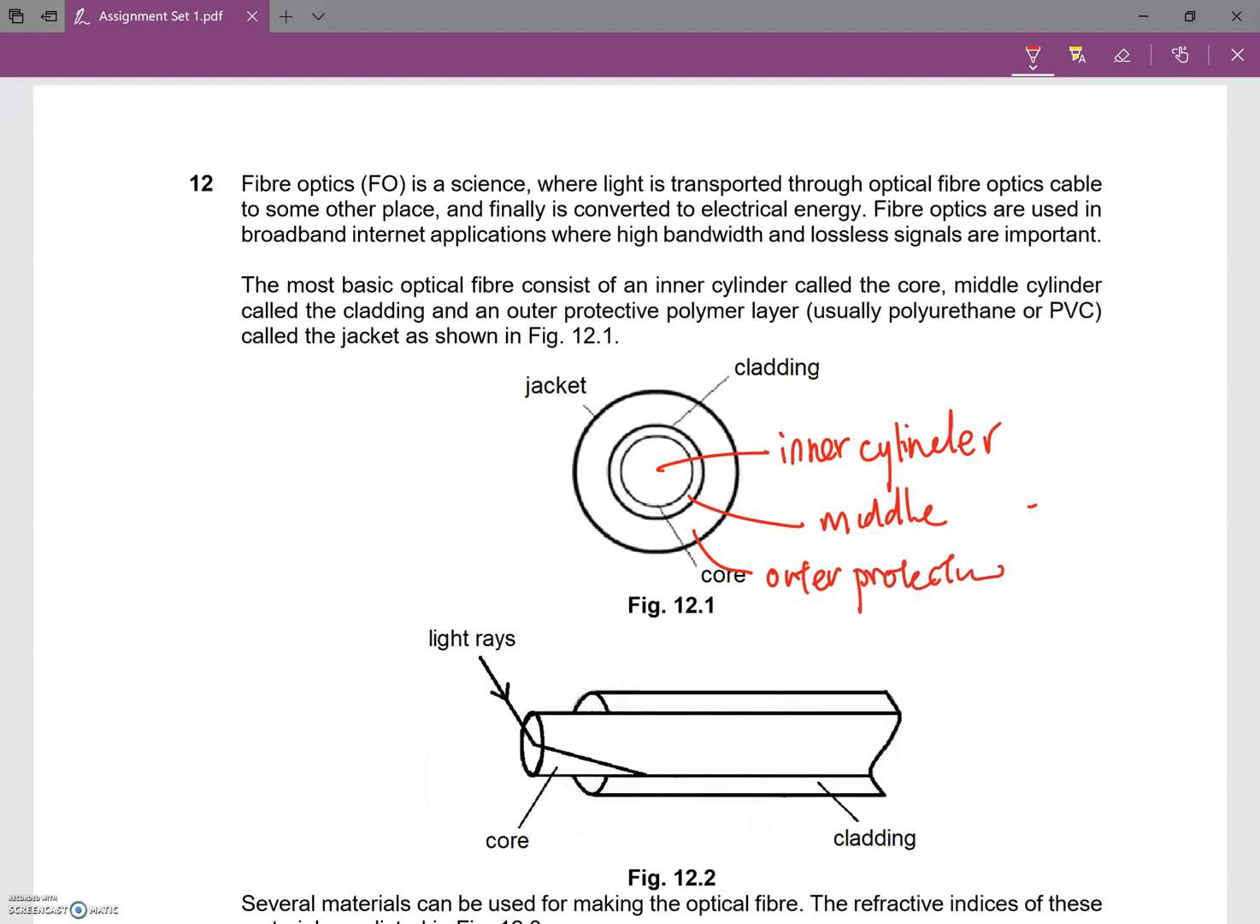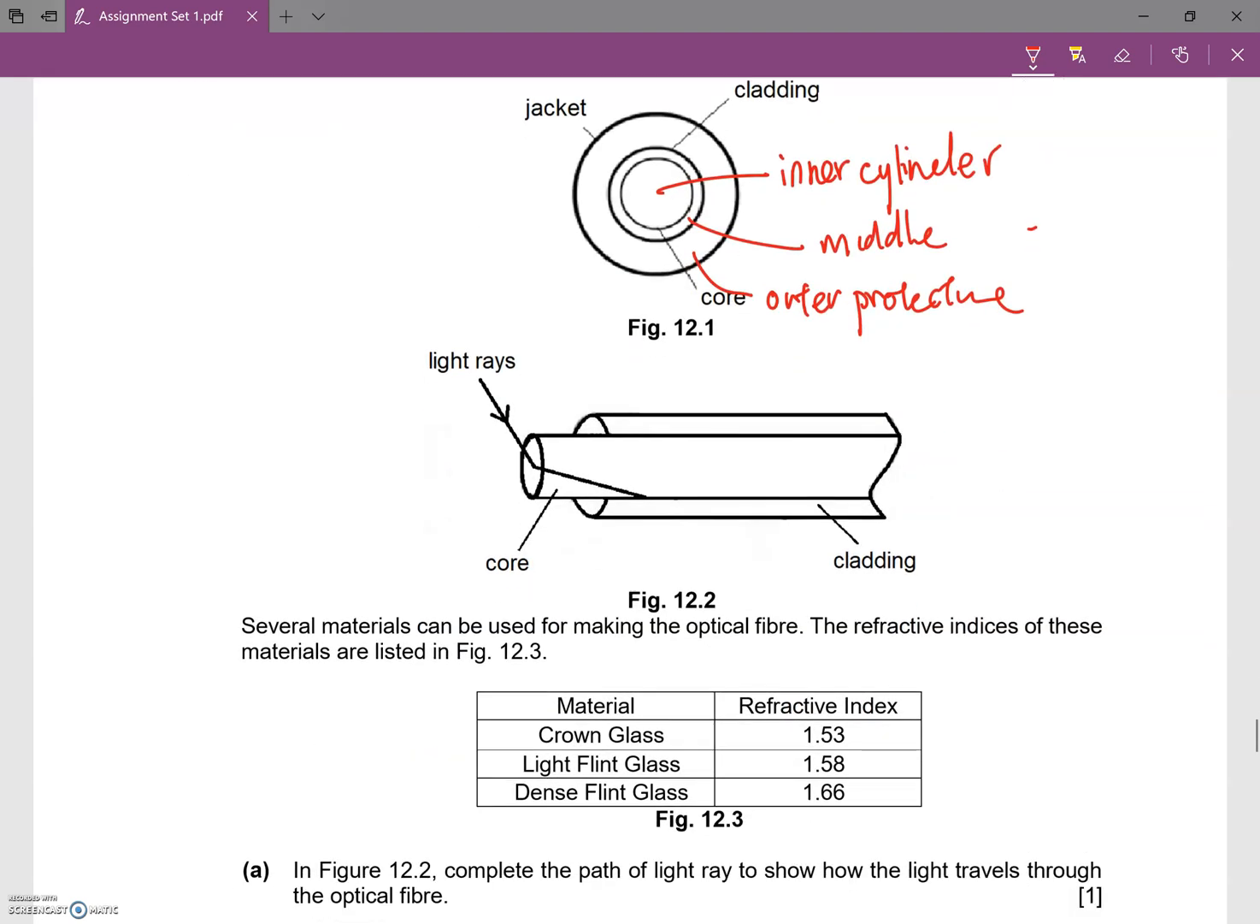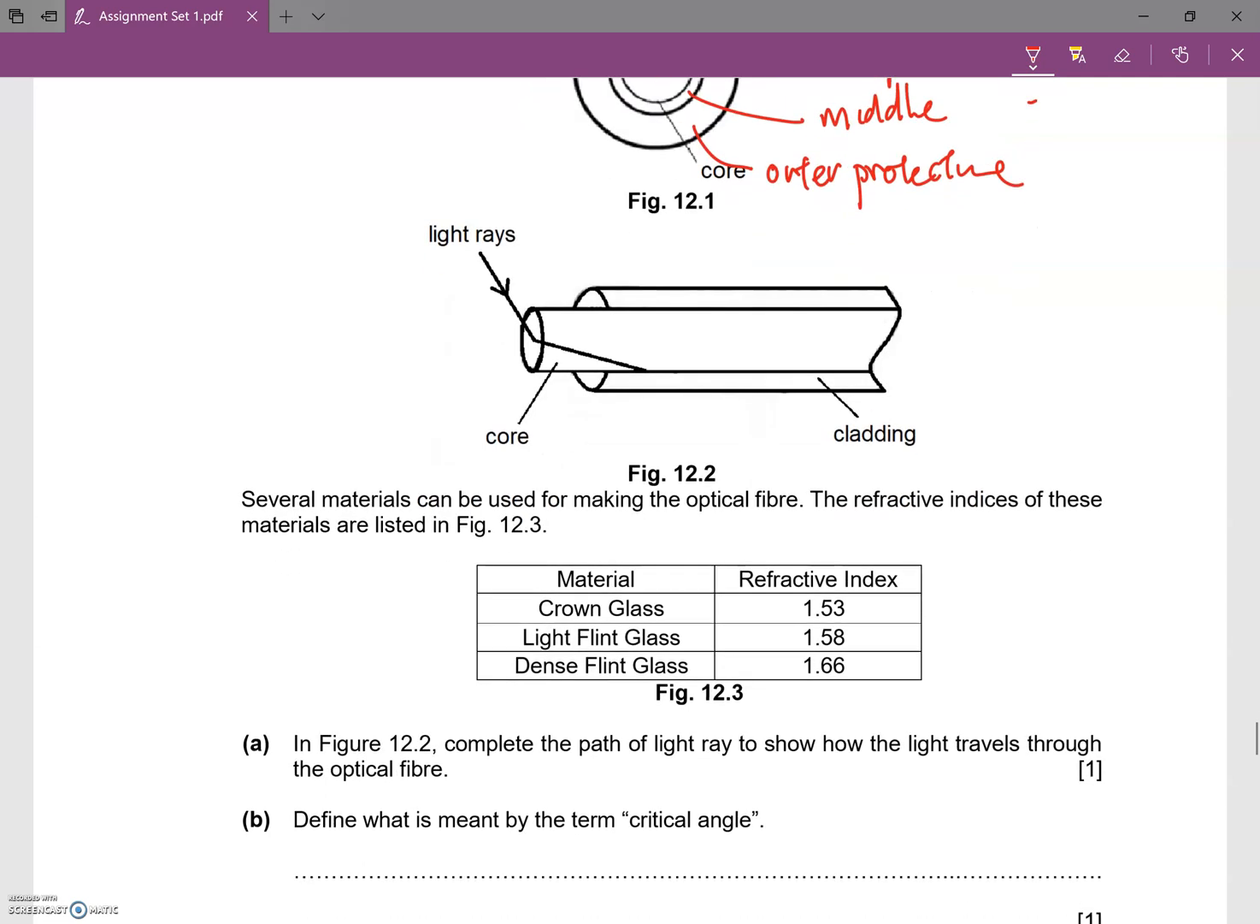Now, if you look at how fiber optic works, the light ray comes in, it will bend towards the normal, and it will travel like this. Now, if it exits, then the signal will be lost. So how fiber optic works is that the light will just keep bouncing within it, such that it will be passed down all the way through the cable. Several materials are used for making fiber optic. Refractive indices of these materials are shown.